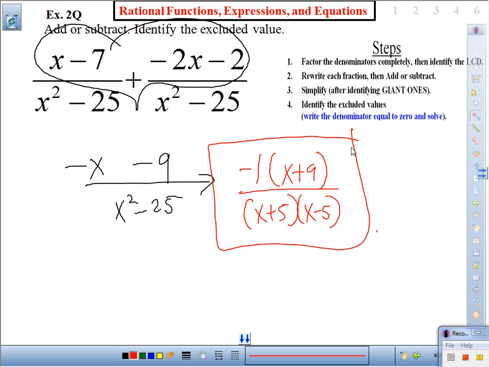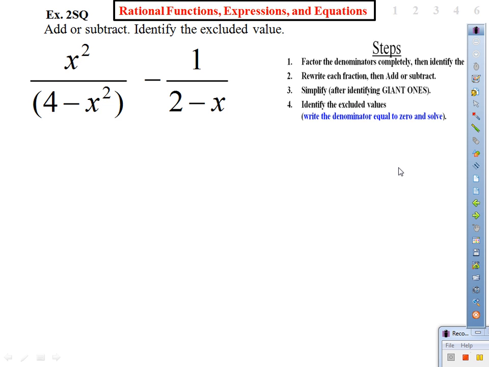Can we walk through the problems with common denominators that are the same? Okay, we got this. Let's crank it up a notch. Here we go. Copy this one. We got x squared over 4 minus x, minus 1 over 2 minus x.